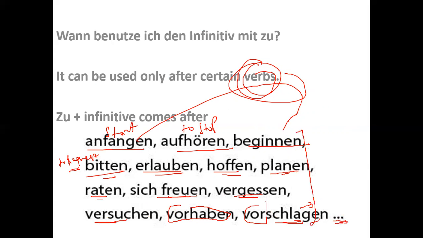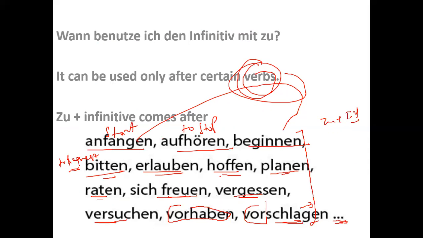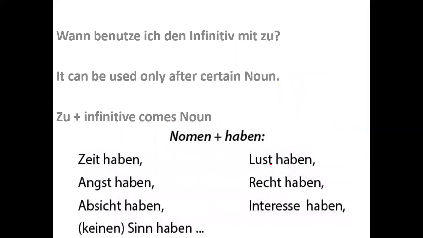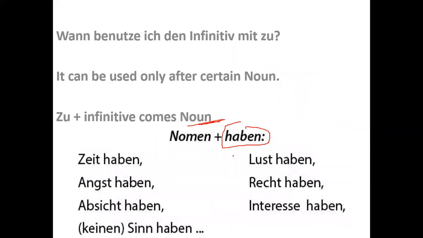So after this group of verbs, we use zu plus infinitive, right? So I told you that we use zu plus infinitive in three cases. After some particular verbs, which I have just discussed, right? And after some particular nouns, so noun plus haben verb, the haben verb shall be there. So we need to see which nouns. If the noun is coming with haben, like Zeit haben is to have time. Zeit is time. Haben is have.